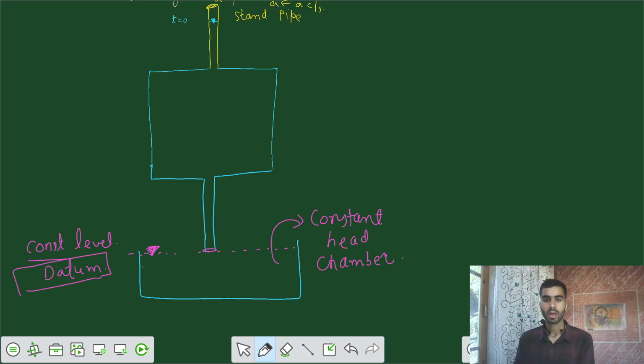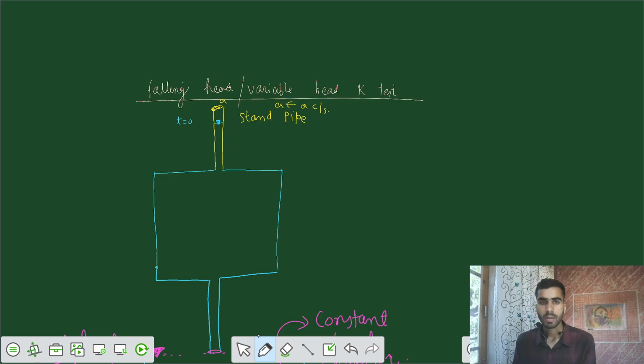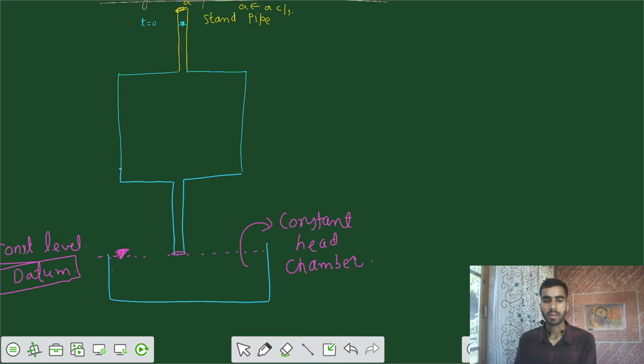Now from the top we are not supplying any water. There is no supply from the top. Let's have the soil sample. This is your soil sample of length L.